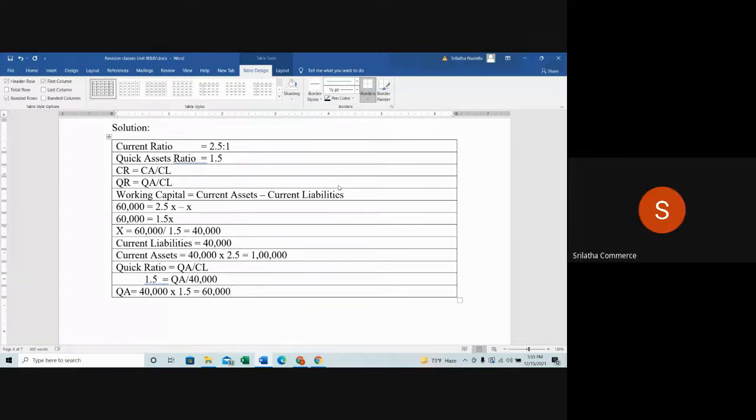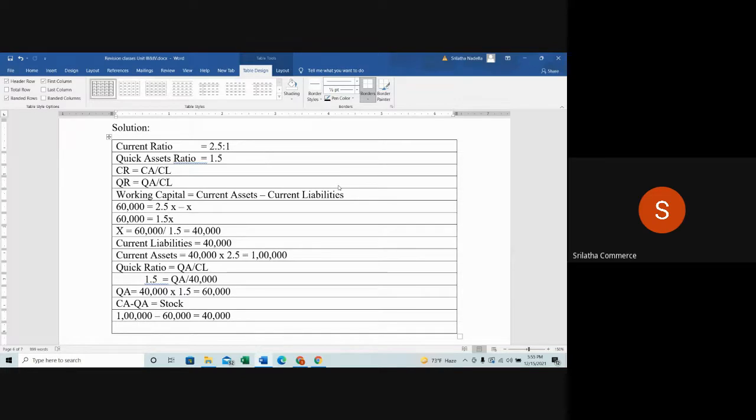60,000, correct. Then comes stock, you can find out. Current assets minus quick assets is equal to stock. Current assets are 1 lakh minus your quick assets, 60,000, is equal to 40,000. Therefore, stock is equal to 40,000.